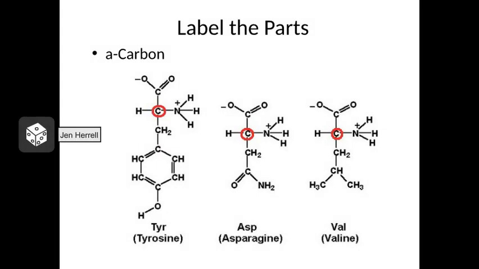Let's practice labeling the parts of some amino acids. At the center, I've already identified the central alpha carbon. It's circled in red. Now attached to the alpha carbon, you're going to find the other groups. So here we have the carboxyl.